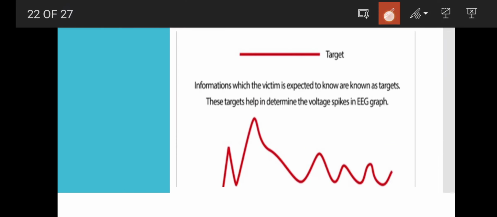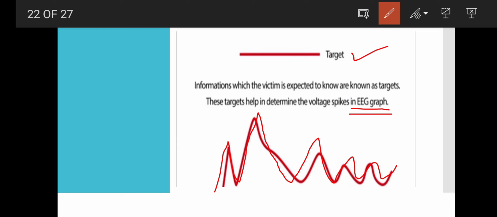Now, for example, in this case, this is the target wave. We expect that the person has information regarding this crime, or regarding the particular incident which has taken place. So the EEG graph will show some spikes, and we can say that this is the target wave.